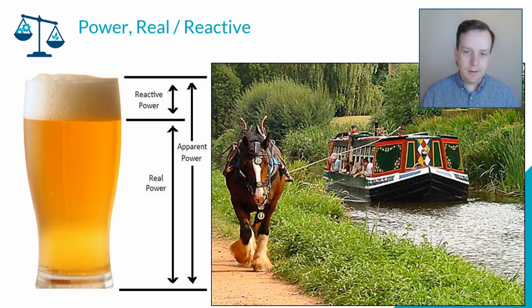So the fact that our horse is on the tow path introduces an angle between the barge and the direction of travel, and that angle is similar to our power factor angle. So this horse has to deliver a bit more apparent power to overcome the reactive power of pulling the barge to the right over pulling the barge forward in the direction of travel.